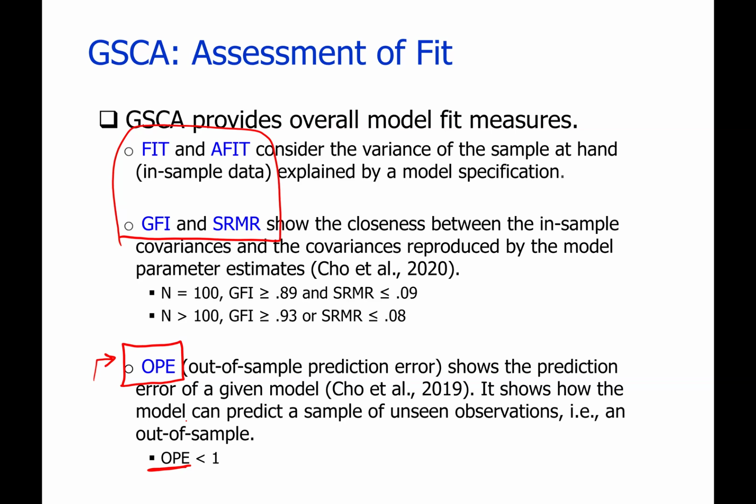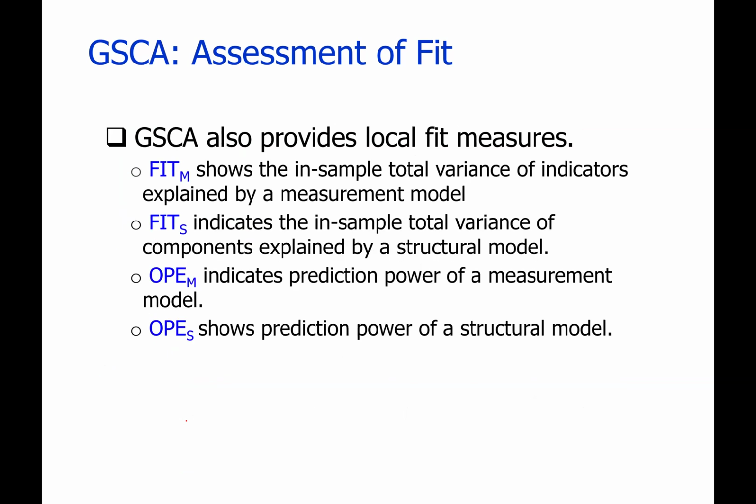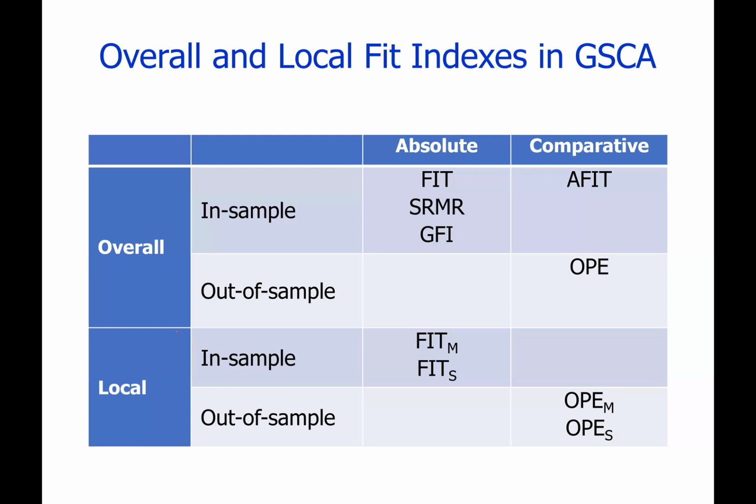Okay, so these are several overall model fit measures we can use for checking the model's goodness of fit. And GSCA also provides local fit measures, so we're looking at each sub-model at a time. FIT M is the fit value for the measurement model. FIT S is the fit value for the structural model. Also OPM is the prediction power of our measurement model, and OPS is the prediction power of our structural model. So there are a bunch of different fit measures, and this is a summary of those overall and local fit indices used in GSCA.